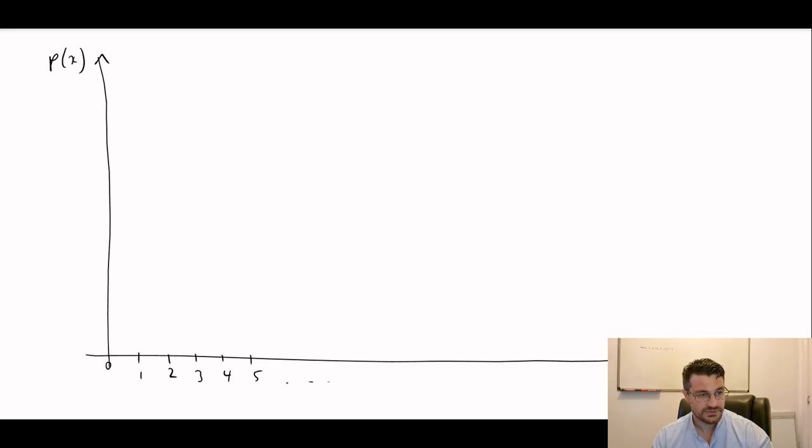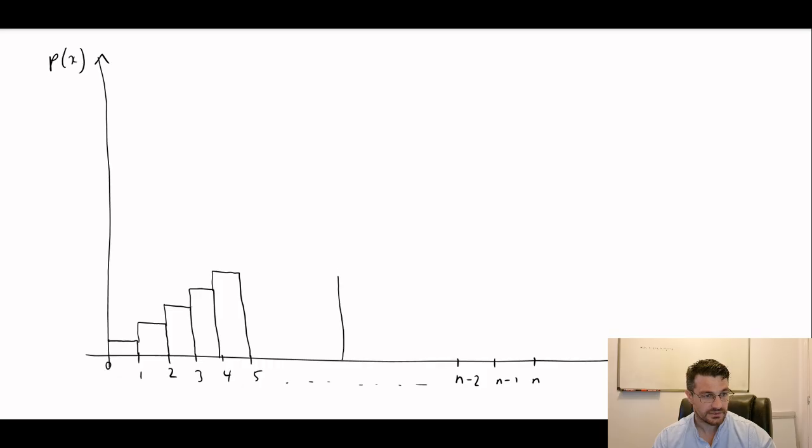4, 5, up to, right at the upper end, n minus 2, n minus 1, and then finally n. Okay, now this is going to be fun because it's not going to be easy to draw these rectangles. So I'm going to try to draw a typical graph that we might see for a binomial distribution. So what we'll get is something that, if we draw the rectangles, they go up a little bit, like this. And then somewhere in the middle, we're going to get a peak.